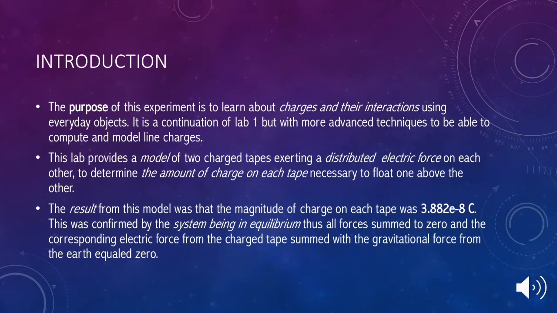This lab provides a model of two charge tapes exerting a distributed electric force on each other to determine the amount of charge on each tape necessary to float one above the other. The result from this model was that the magnitude of charge on each tape was 3.882e-8 coulombs. This was confirmed by the system being in equilibrium, thus all forces summed to zero, and the electric force from the charge tape summed with the gravitational force from the Earth equaled zero.